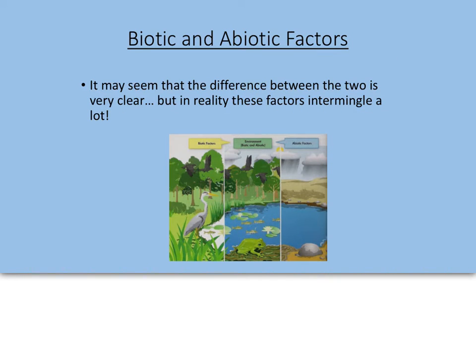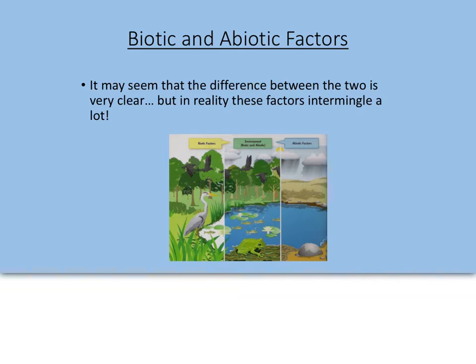Now, it might seem like this is simple, right? Very clear. But in reality, these things intermingle, and it can be a little bit more complicated. Your environment is filled with biotic and abiotic factors, and sometimes it's hard to identify what is what. For instance, something like a twig, you might think, oh, it's dried up, it's dead. Even still, it came from a living thing, so it's biotic.